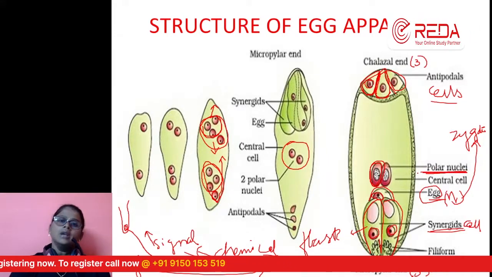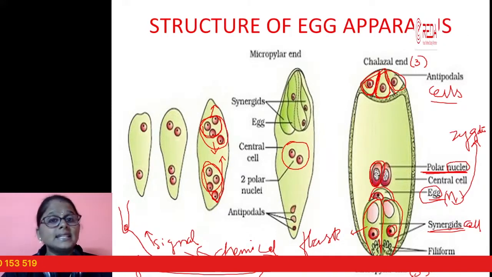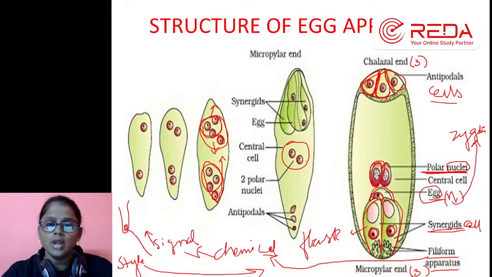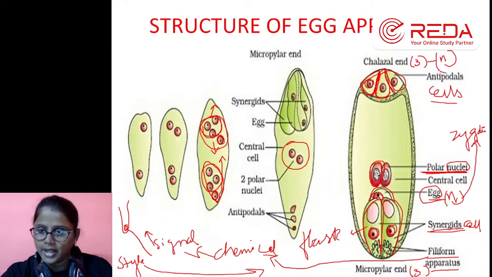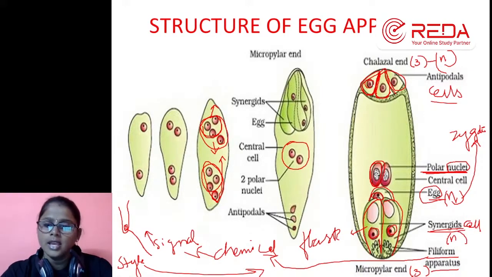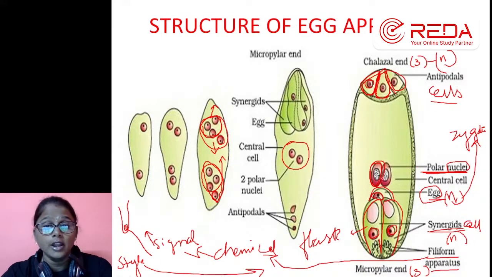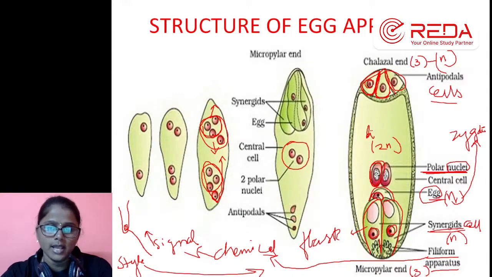We call them that because they are still in a nuclear condition, because they are not surrounded separately by a cell membrane. Okay, so now the 3 cells in the antipodal region are all n haploid. Similarly, synergids are n haploid, and the egg is n, but the polar nuclei have 2 nuclei. So the polar nuclei are in the diploid condition.